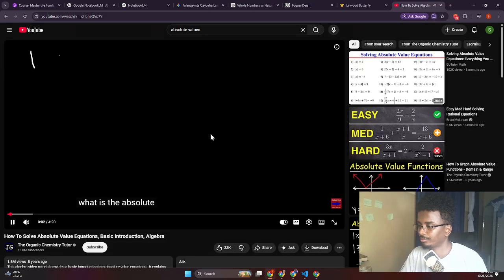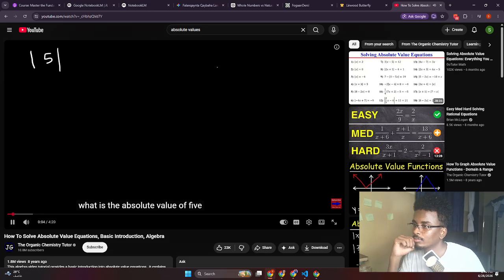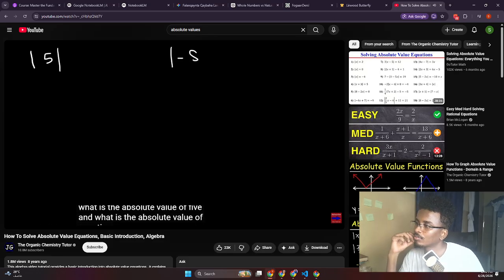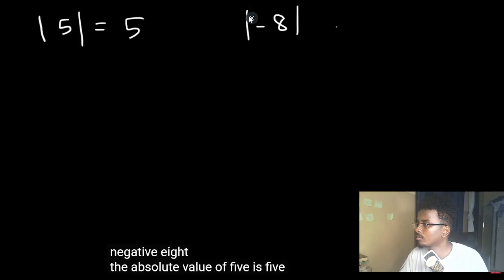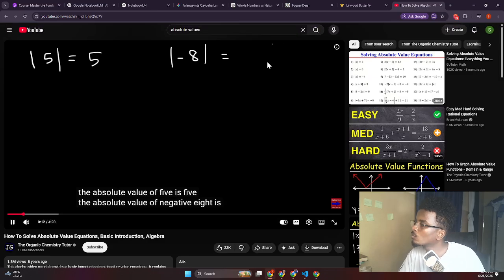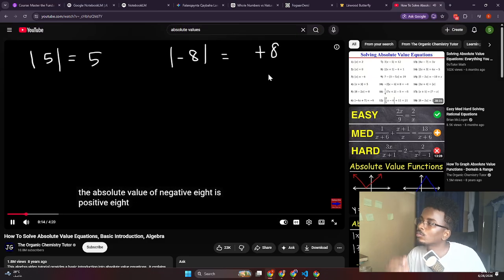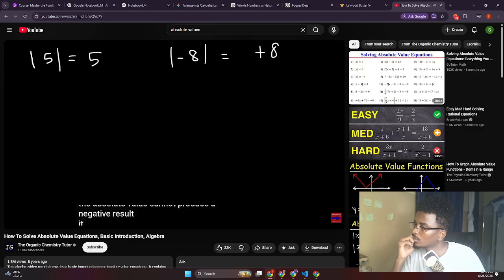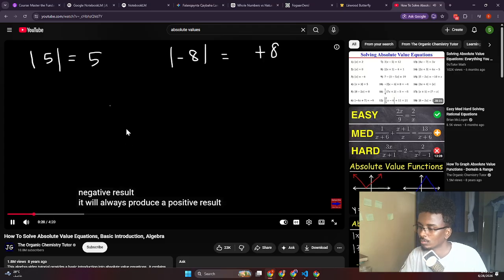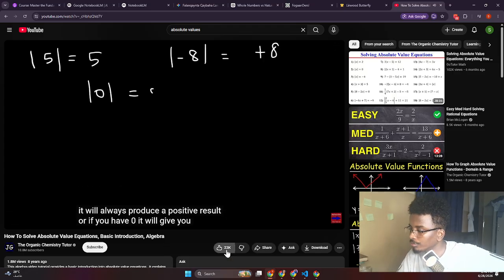What is the absolute value of 5? And what is the absolute value of negative 8? The absolute value of 5 is 5. The absolute value of negative 8 is positive 8. The absolute value cannot produce a negative result. It will always produce a positive result, or if you have 0, it will give you 0.